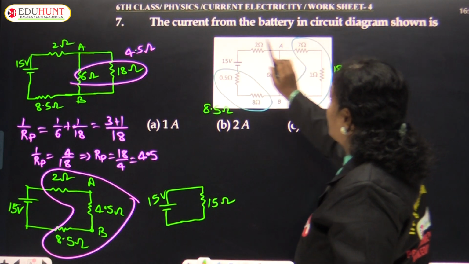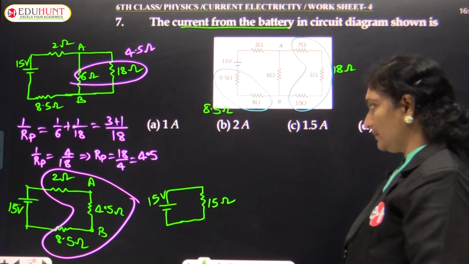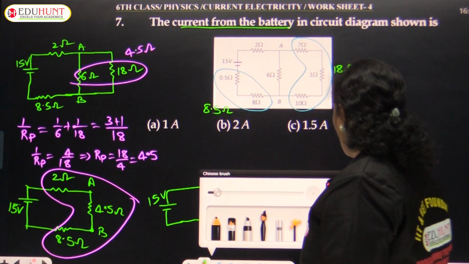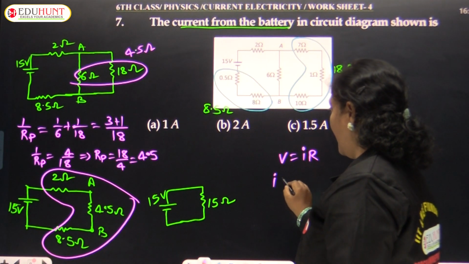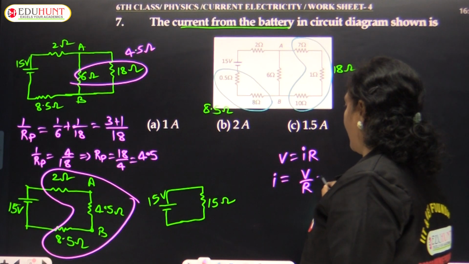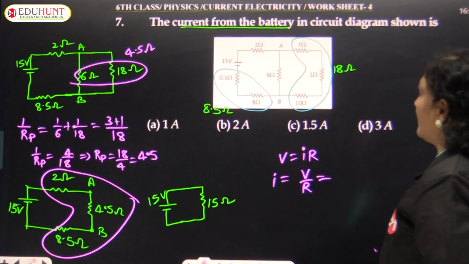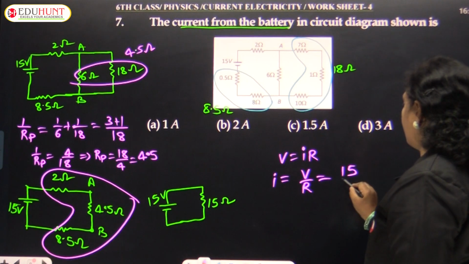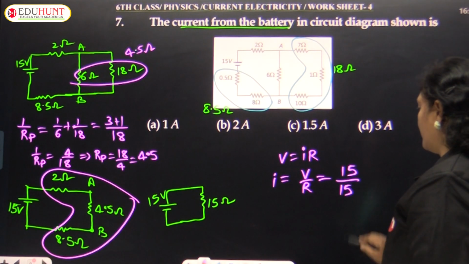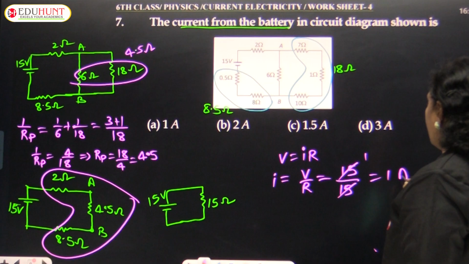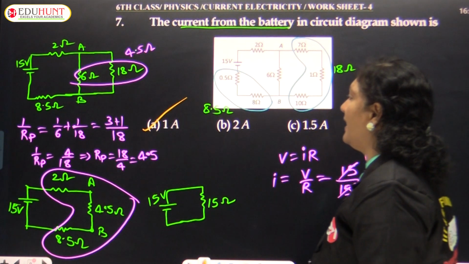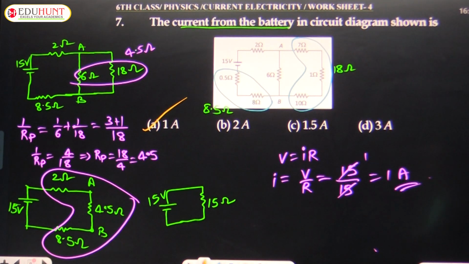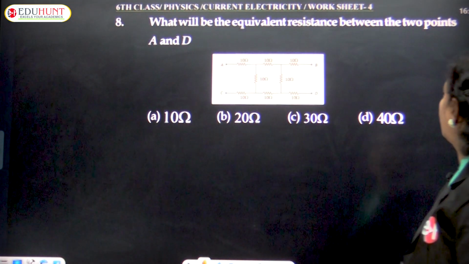But you are asked to find the current from the battery. As we know from Ohm's law, V is equal to IR. Current I can be calculated as V by R, where the voltage from the battery is found to be 15 volts and the resistance applied is 15 ohms. So, simplifying, you will be getting it as 1 ampere. Hence, the correct option must be option A, that is 1 ampere. So, what is the answer, children? 1 ampere. So, now moving to the next question, that is question number 8.